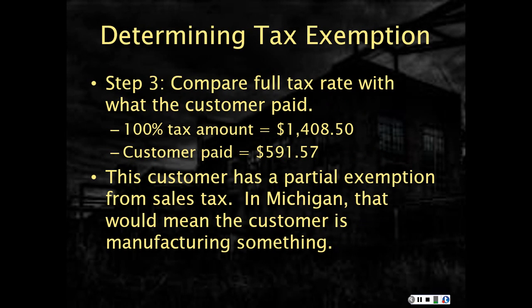Step 3, compare the full sales tax with what the customer actually paid. If they would have been 100% taxed, they would have paid $1,408.50. They only paid $591.57. So this customer has a partial exemption. In Michigan, that means they manufacture something. Or it could mean there's a mistake on the bill, that the state thinks they make something and they're giving an exemption when they're not actually exempt. Anyway, we'll assume that they're manufacturing something and they have a partial exemption.